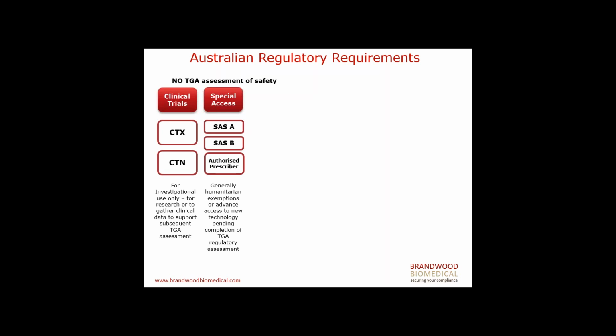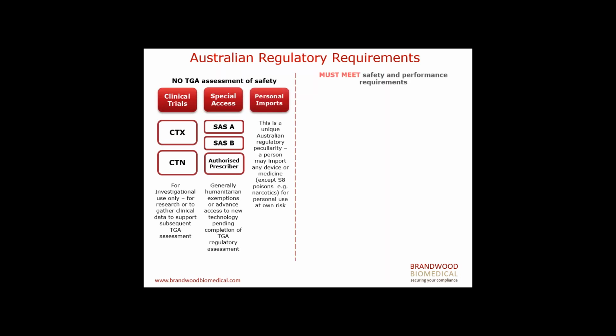And as mentioned before, they're generally humanitarian exemptions. In terms of the SAS A, it's advanced access to a new technology. And SAS B is when approval is given to a device and then it can be used for the patient. And authorized prescriber is only for patients in the immediate care of that medical practitioner.